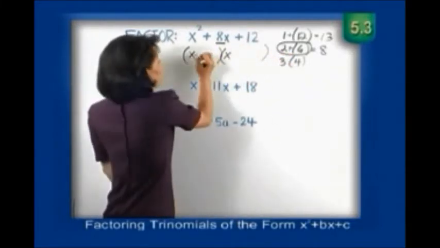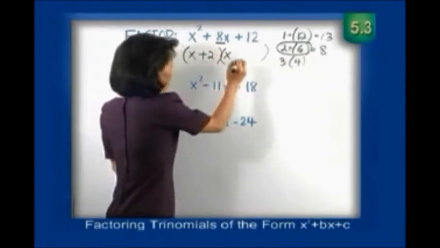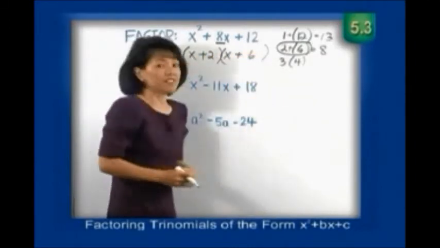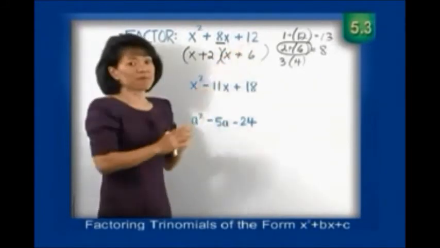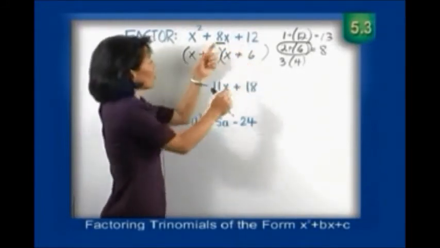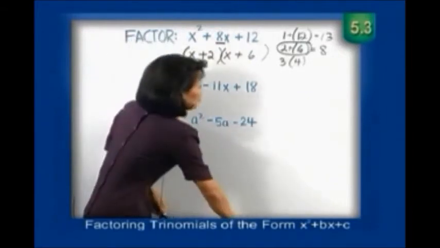So what we're going to do is put them in like that, 2 and 6. Again, product 12, sum 8. And that's all you have to do.